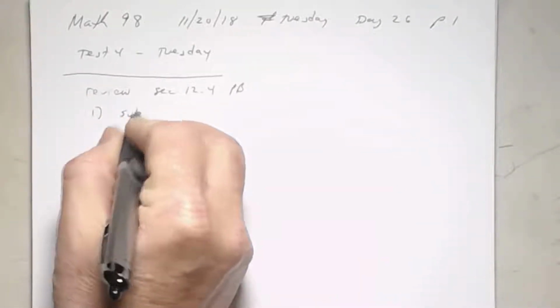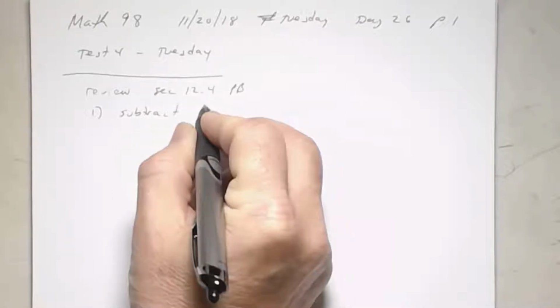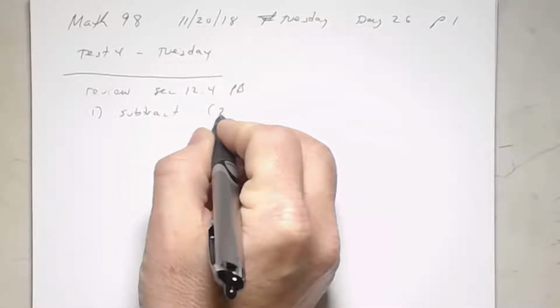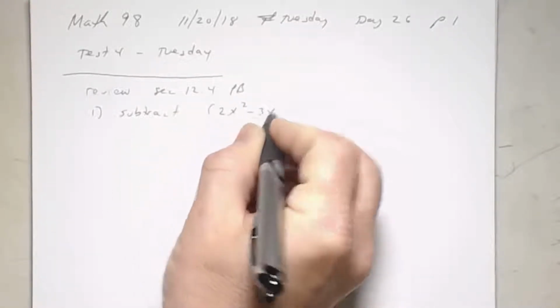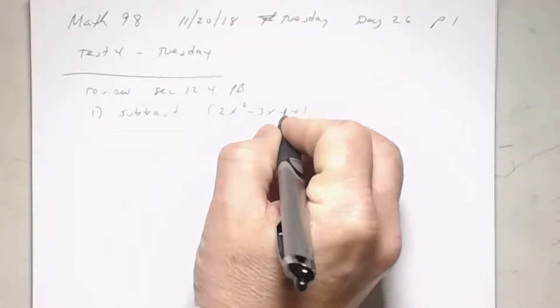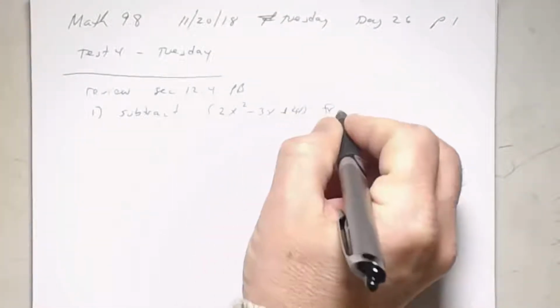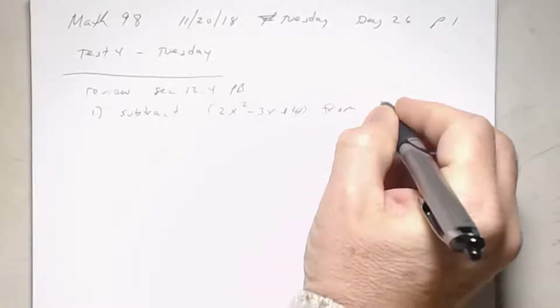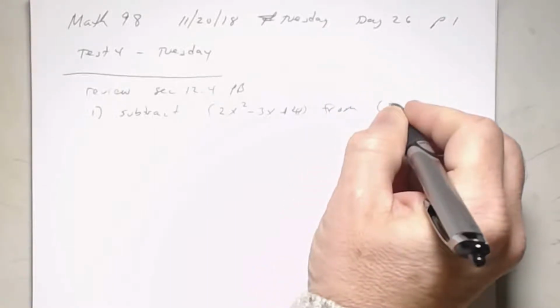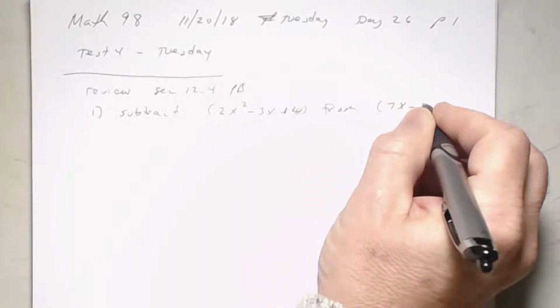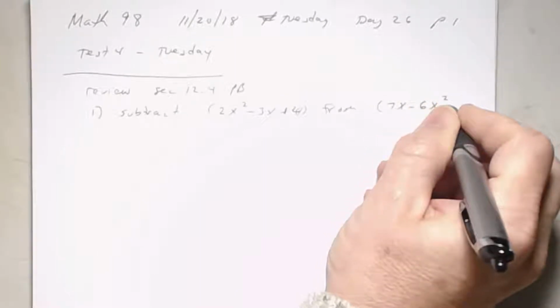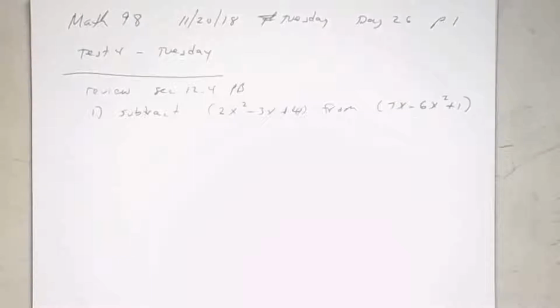So if it says subtract 2x squared minus 3x plus 4 from 7x minus 6x squared plus 1, how would you do that problem on your final, if they do have that on your final? What would you do?